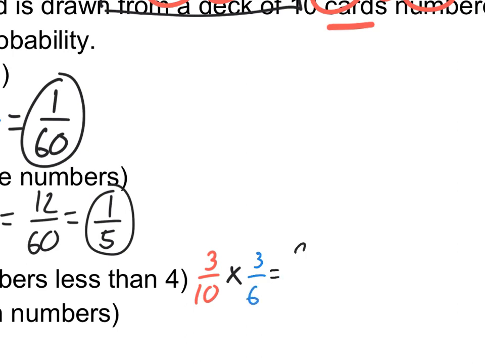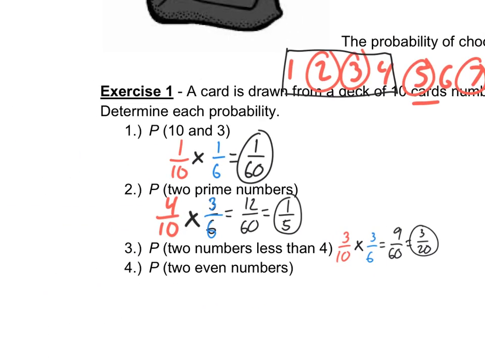3 times 3 is 9. 10 times 6 is 60. And 3 goes into both of those really nicely. So 3 goes into 9 3 times, and 3 goes into 60 20 times. So there's my probability on that one.